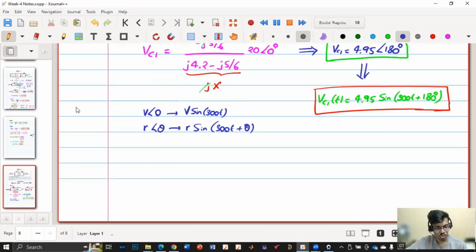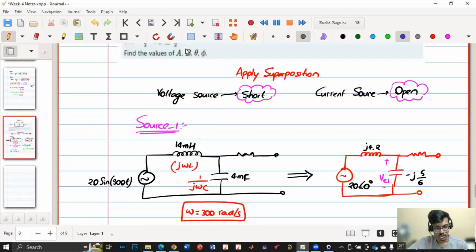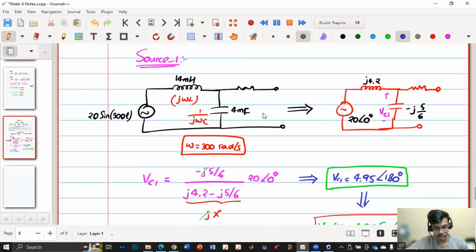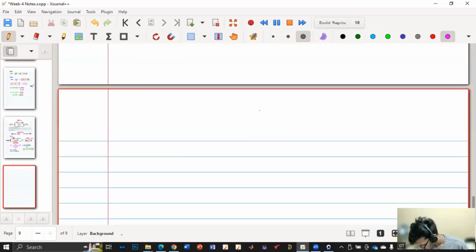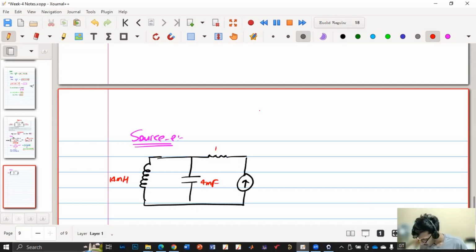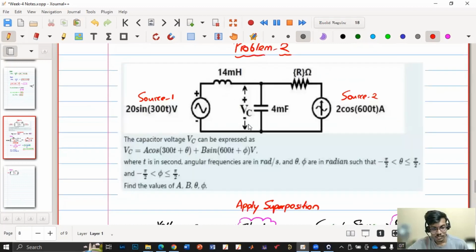Now, if I go to source 2, what do I need to consider for source 2? So this is my source 2. What will I do with this voltage source, short circuit or open circuit? Short circuit. So now we have source 2, and I'll redraw the circuit. This is 14 millihenry, 4 millifarad, R, and the current source is 2 cos 600t.